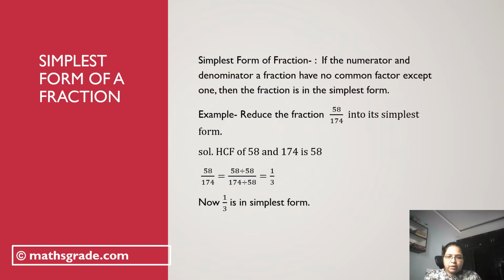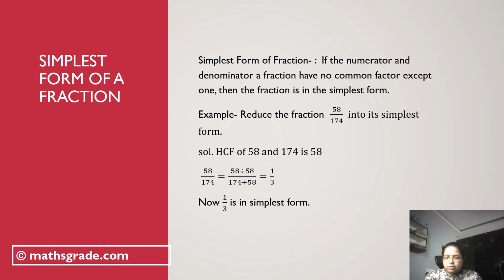Then after getting the highest common factor between the numerator and denominator, we have to divide the numerator and denominator by that highest common factor. And after dividing both numerator and denominator by the highest common factor, the fraction that we get is in the simplest form of the given fraction.